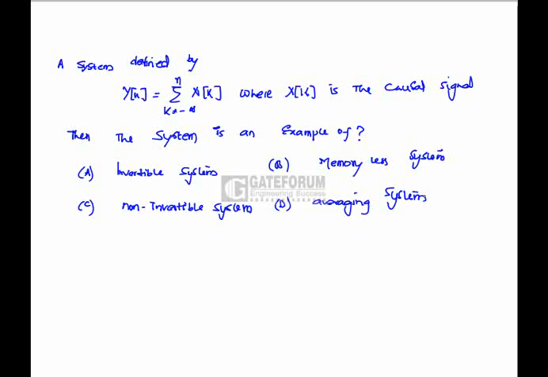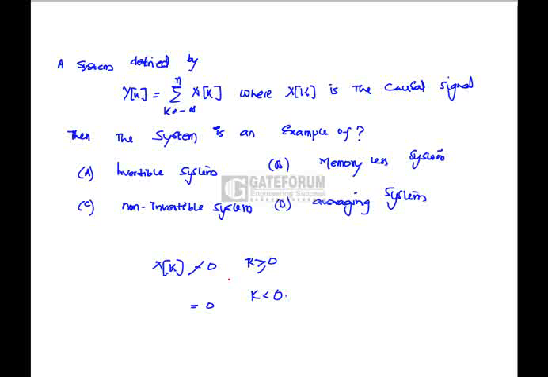Is a system defined by y(n) equals summation of x(k), where k goes from minus infinity to n, and x(k) is a causal signal, then the system is an example of? Suppose x(k) is a causal signal, meaning x(k) is non-zero for k greater than or equal to 0, and equal to 0 for k less than 0.